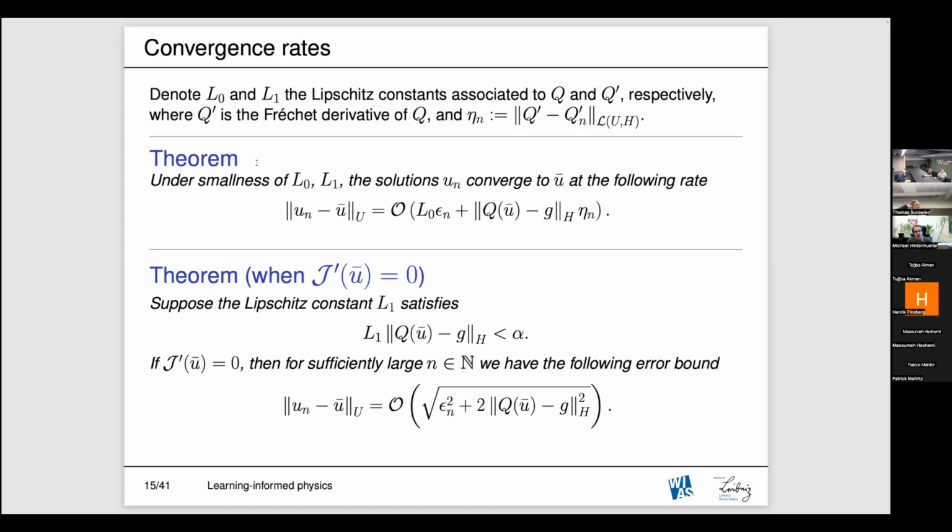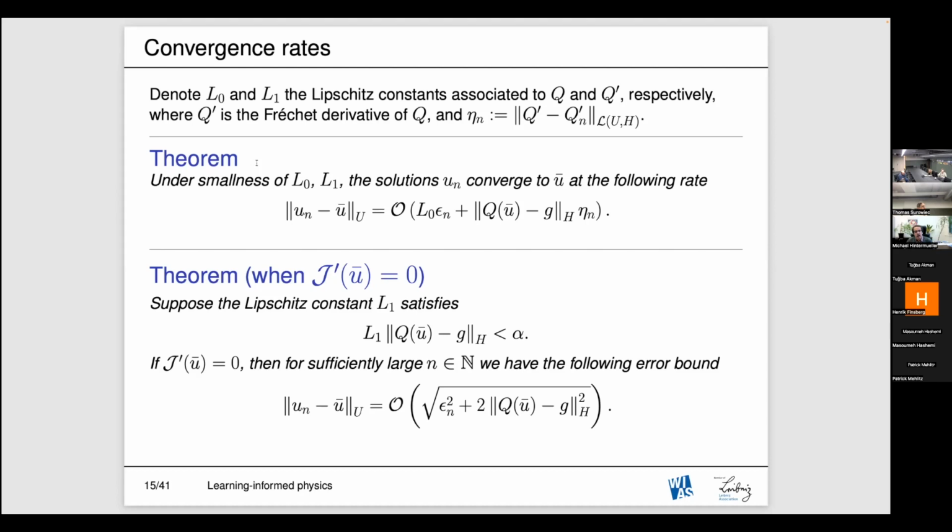And then under mild assumptions on the Lipschitz constants, you can show that the approximation quality of u_n towards u bar, u_n being the solution of the network problem with Q_n, and u bar being the original solution, is of this type, capital O, which hides specific constants, but nothing critical. You see how the L0 appears next to the epsilon_n, plus this residual Q u bar minus g from the objective times the derivative error here. So in that sense, it's first order in both errors, if you wish, unless you have a zero residual problem where the eta_n error plays no role then.